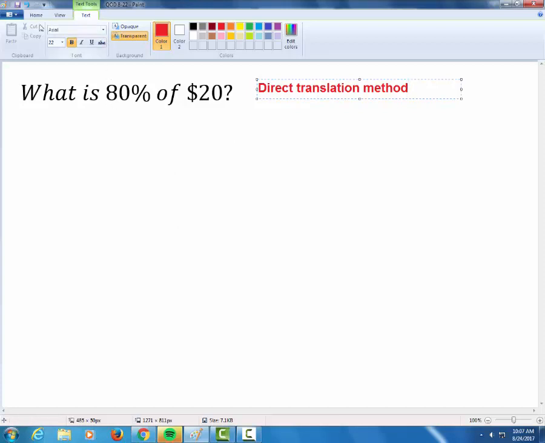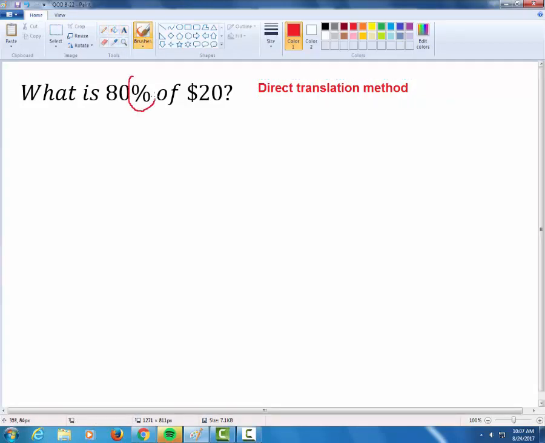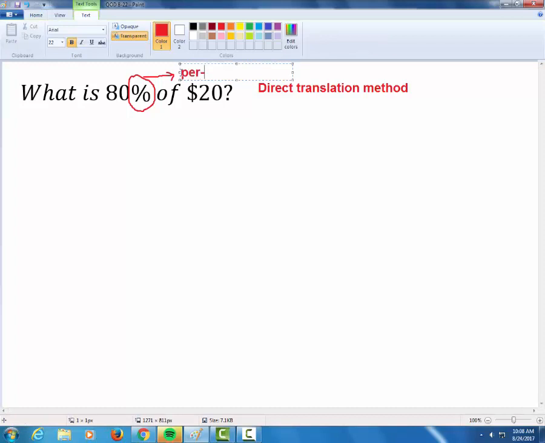The first thing I need to do in order to deal with this direct translation method is realize what percent means. So literally, if you break down the word percent, per means divide. And cent, like a century or centurion, means 100. So literally, percent means divided by 100. So if I say 80%, I'm saying 80 divided by 100, or 80 out of 100. And because 100 is just a 1 with some zeros after it, it does a really nice thing when we divide by it. All that's going to happen is we're going to lose 2 decimal places.